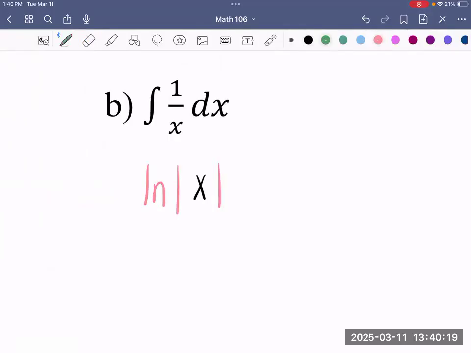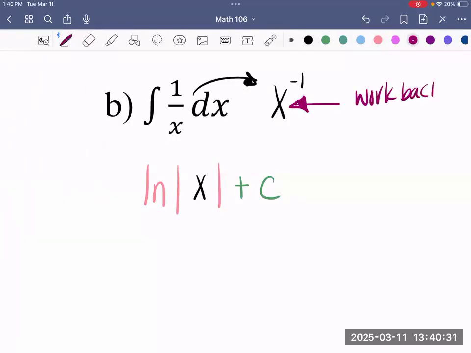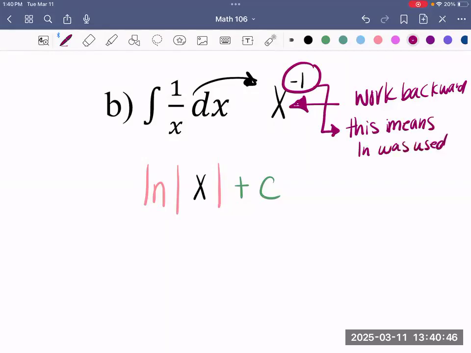Ln absolute value of x, and then plus c. Again, if you want, you can show the power, right? This is x to the negative first power, right? Because we are working backwards, anytime that you have a power or a degree of -1, this means that ln was used.